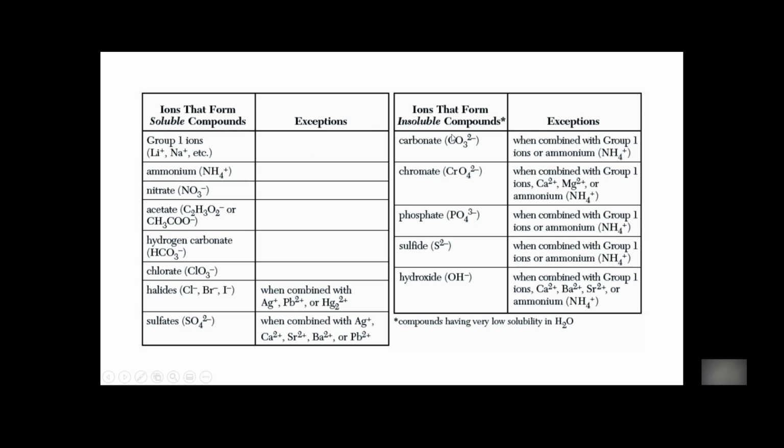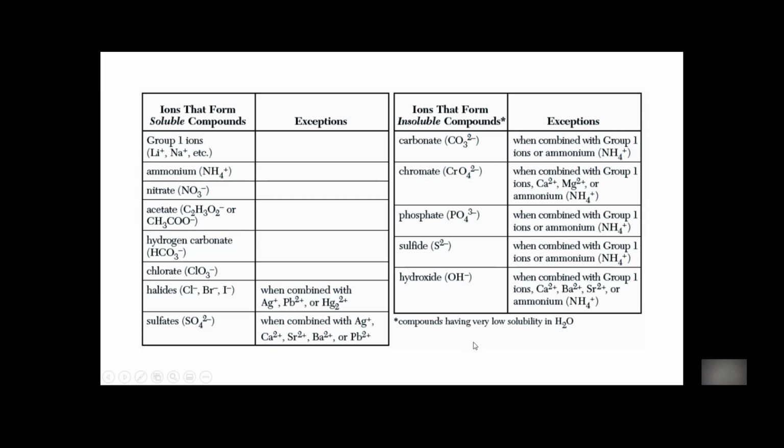If you go on the other side, insoluble means that these are going to stay in solid, except for if they are attached or combined with the exceptions here. Then they will stay in aqueous form. So carbonate will stay in a solid unless it's combined with a group 1 or ammonium. Then it'll be in aqueous form. Chromate will stay a solid unless it's attached to one of these, and so forth.